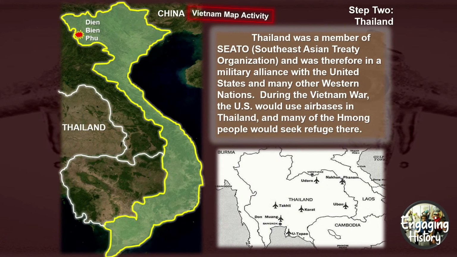Nearby Thailand was militarily aligned with the United States. I asked my students on their maps to draw a few airplanes and label them USAF, United States Air Force, to show that this is where the United States used air bases in the Vietnam War. Thailand is also the country most friendly to the Hmong people, which we'll see on the next slide.